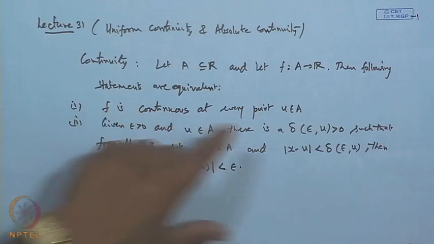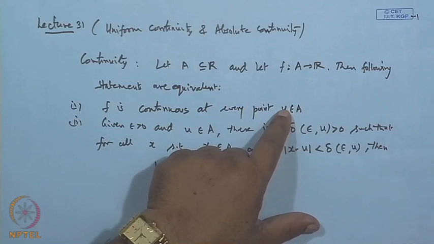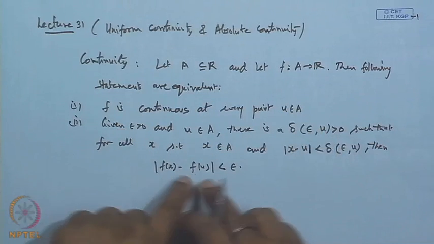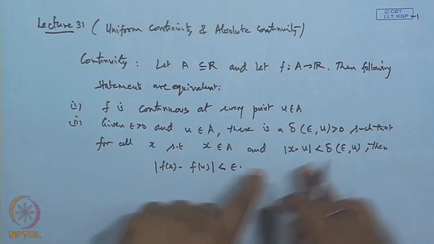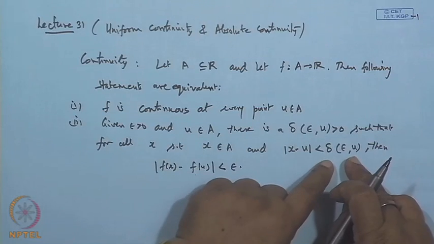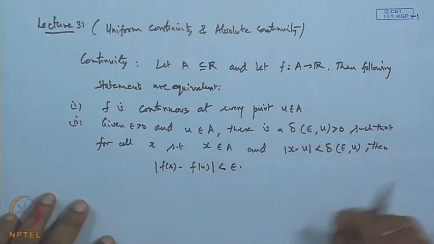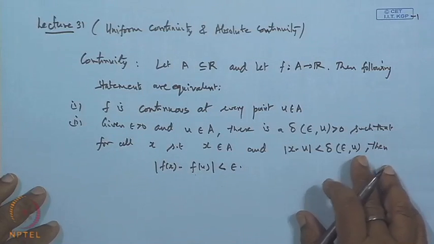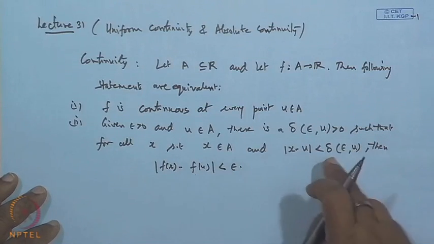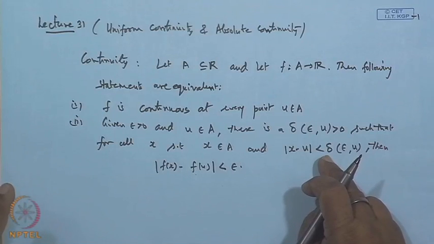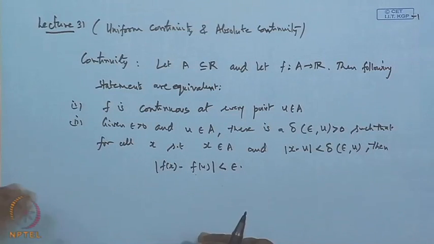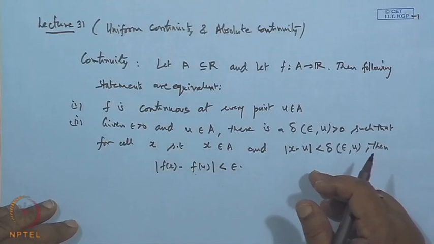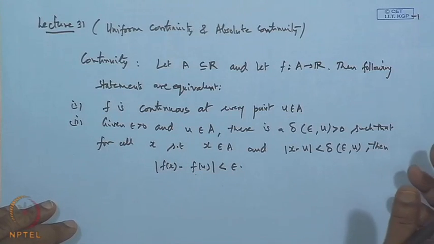A function is continuous at a point u if for a given epsilon there exists a delta such that mod of f x minus f u is less than epsilon whenever mod of x minus u is less than delta. And here we have seen that this delta depends on the point. If I change the point, correspondingly delta will change. So, what does this show? This shows the function f changes its behavior when the point changes.